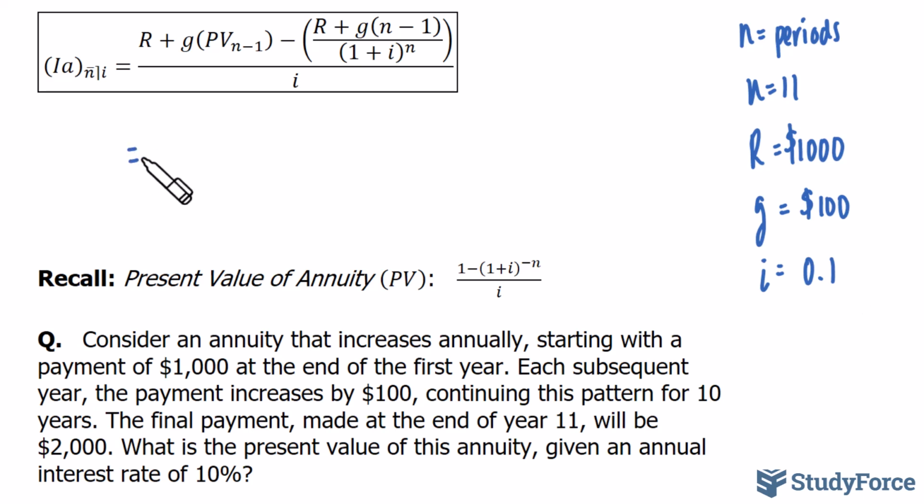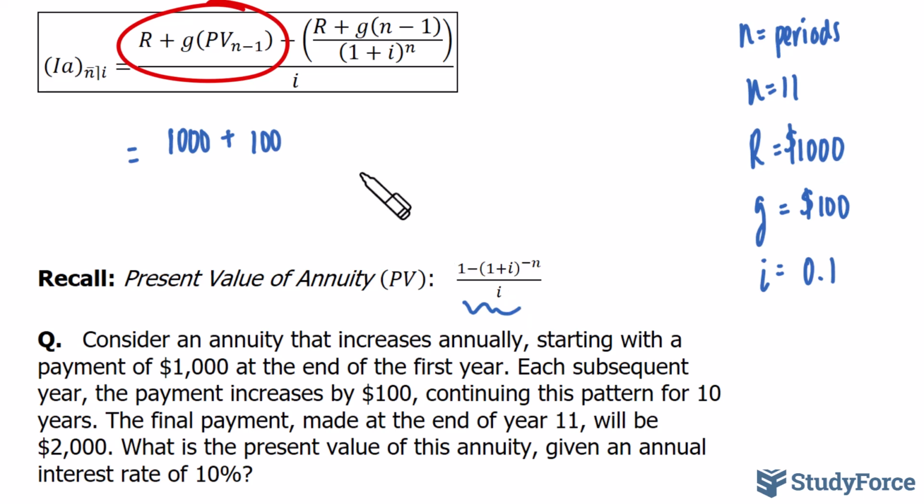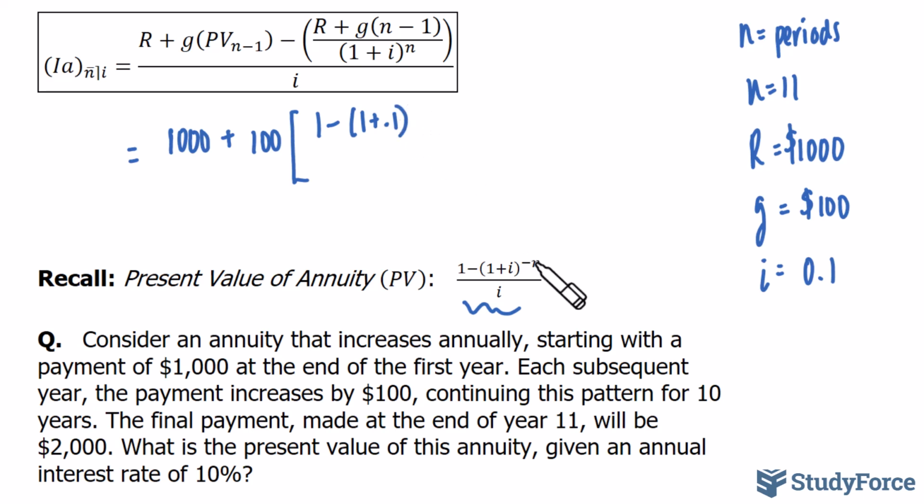So, the present value of this annuity is equal to $1,000 plus 100 times this expression filled in. I'll open up brackets. 1 take away 1 plus decimal 1 raised to the power of negative n. But remember, it is PV sub n take away 1. So whatever our n value is, 11, we subtract 1 from it, and so we have negative 10. And that's over 0.1. So we just filled in this part of the equation.